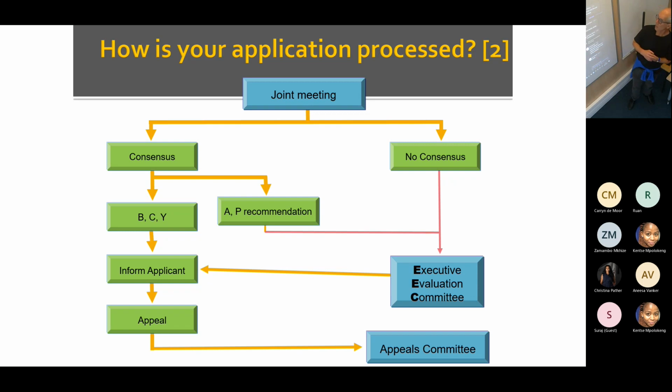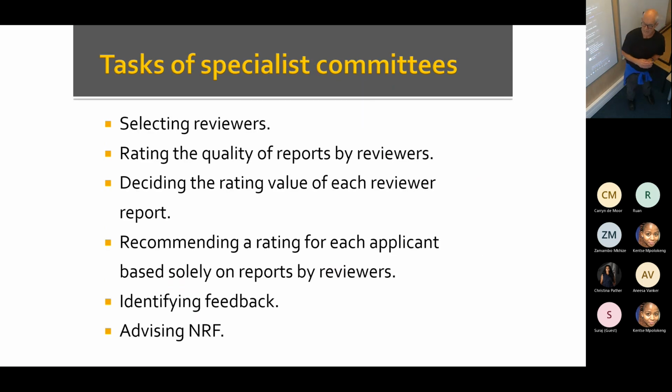I think we can go to the next slide. Okay, so I've gone through some of these points already, but let me repeat them. Selecting reviewers is the job of the specialist committee. They rate the quality of the review reports. I've said that. Decide the rating value. Recommending a rating. Identifying feedback. At the end of the process, when a B, C, or Y rating has been agreed, the committee has to sign off on the reasons for that rating.